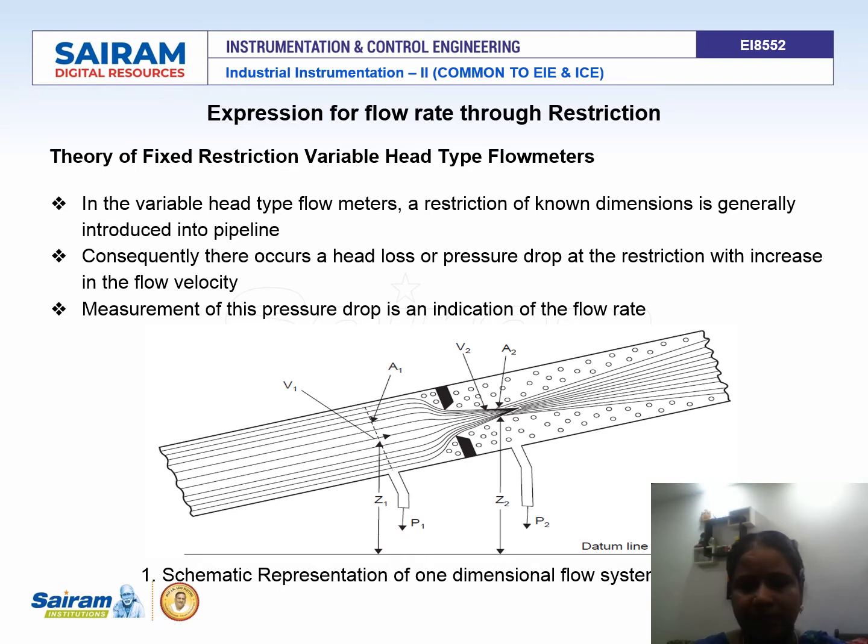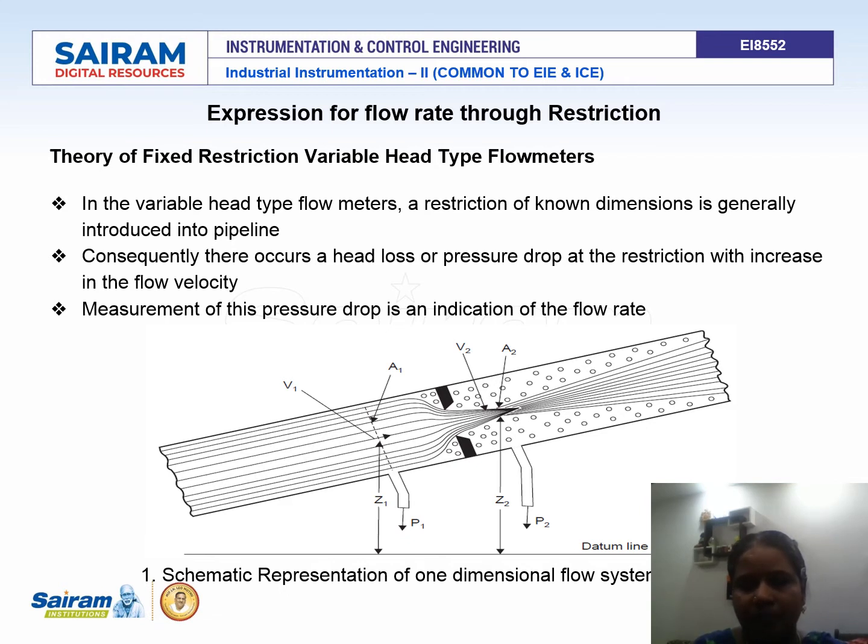Here is the schematic representation of the one-dimensional flow system, where V1 is the entry velocity, A1 is the corresponding area, and Z1 corresponds to the third dimension. P1 is the pressure on the input side, and we are giving some restriction. The restriction is as follows.